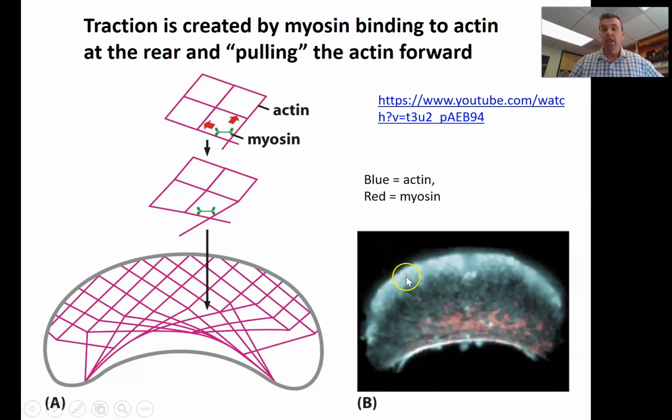So the leading edge has ARP2/3, nucleating the branched treadmilling, cofilin right behind it to depolymerize the minus ends to promote treadmilling as well, and then myosin at the back end pulling these longer actin filaments forward, basically by walking these up.